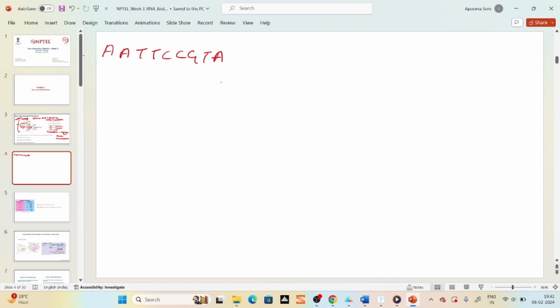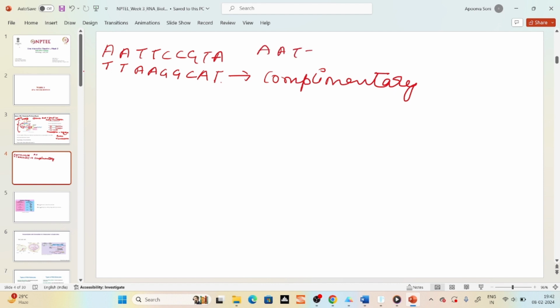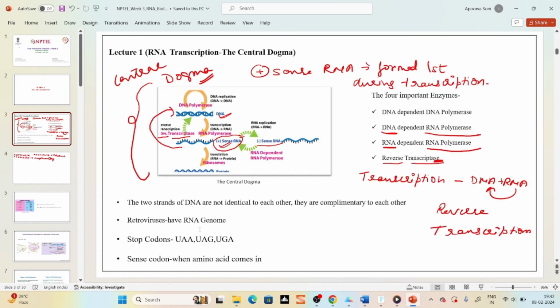What would be the complementary sequence? The complementary sequence would be TTAAGGCAT. And if I write only AATTGGGTA, then this is your identical sequence. So what they are saying is that the two strands of DNA are complementary and not identical.